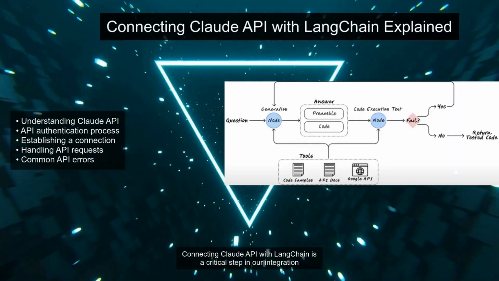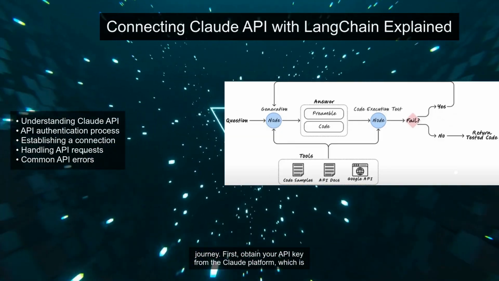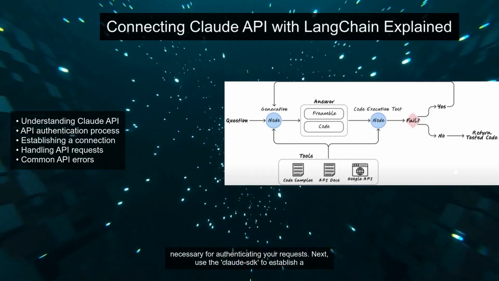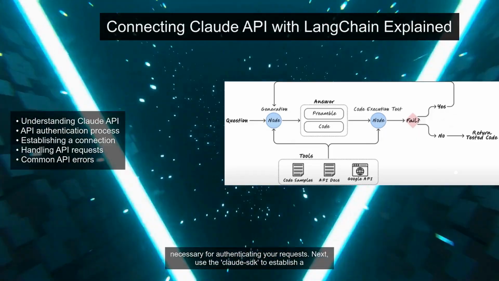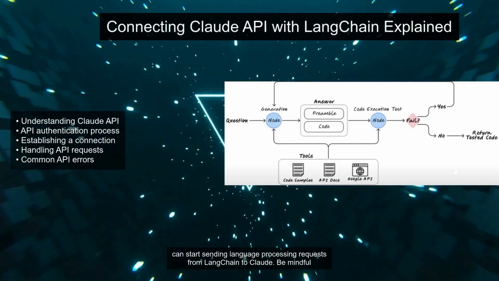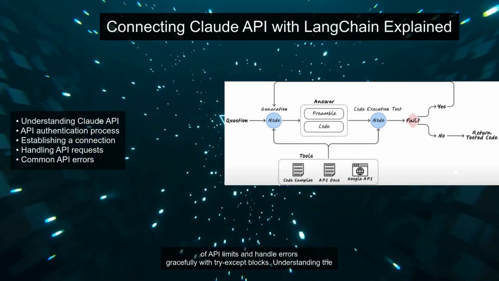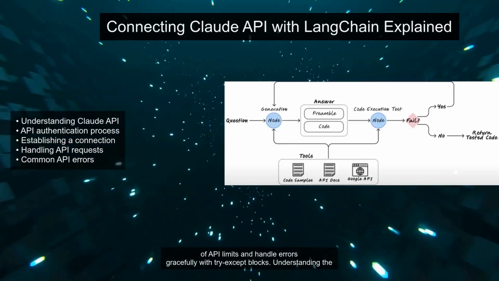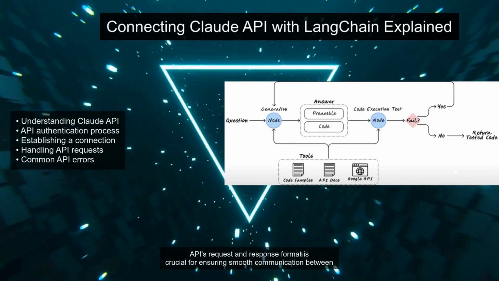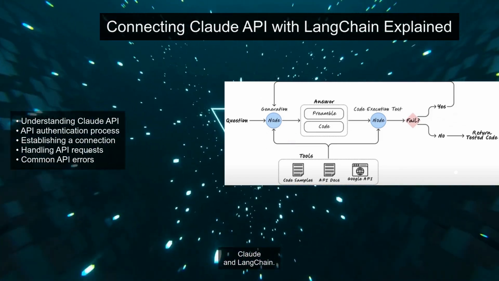Connecting Claude API with LangChain is a critical step in our integration journey. First, obtain your API key from the Claude platform, which is necessary for authenticating your requests. Next, use the Claude SDK to establish a connection by initializing the API client with your key. Once connected, you can start sending language processing requests from LangChain to Claude. Be mindful of API limits and handle errors gracefully with try-except blocks. Understanding the API's request and response format is crucial for ensuring smooth communication between Claude and LangChain.